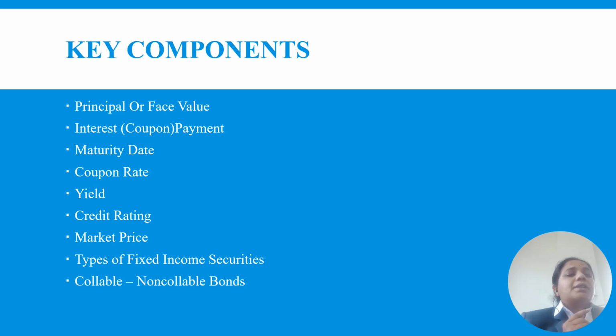Then market price. The market price of a fixed income security can fluctuate based on changes in interest rates, market conditions and the issuer's creditworthiness. Bond prices move inversely to interest rates. When rates rise, bond prices tend to fall, and vice versa. Then types of fixed income securities. These include government bonds, municipal bonds, corporate bonds, mortgage-backed securities, treasury inflation protected securities, etc. Then callable and non-callable. Callable bonds give the issuer the option to redeem the bonds before maturity. Non-callable bonds cannot be redeemed by the issuer before maturity.